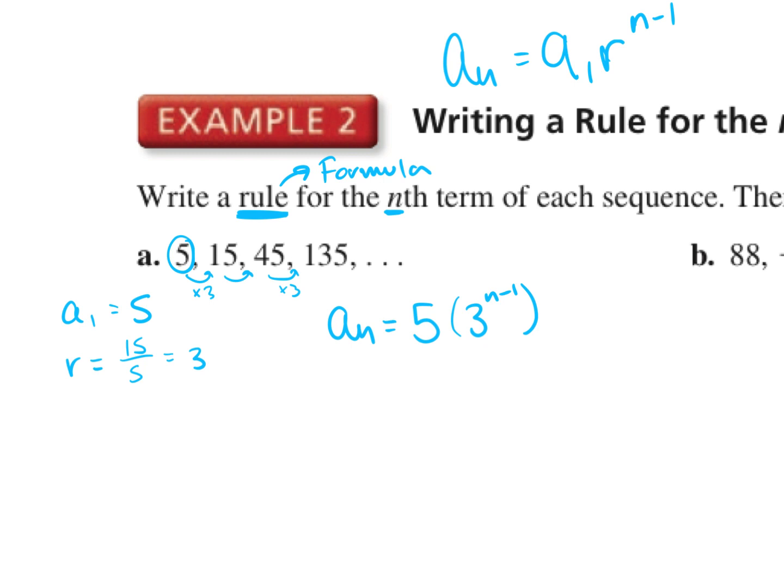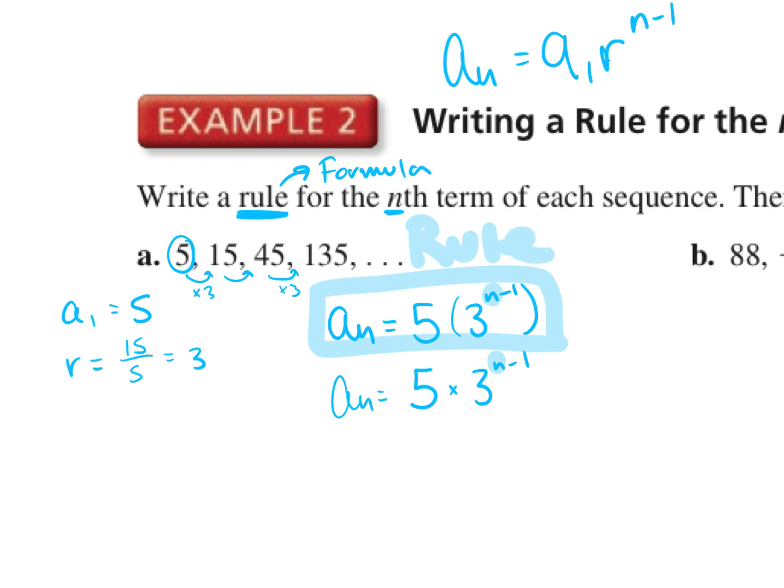Now if you don't put parentheses around the 3, make sure you separate it by multiplication. So you could say 5 times 3 to the power of n minus 1. You need something in between there that says that you're multiplying, because if you don't, it just looks like 53. So you just need something there. So this would be our rule. Remember, our rule just leaves n as the variable. So this is the rule.